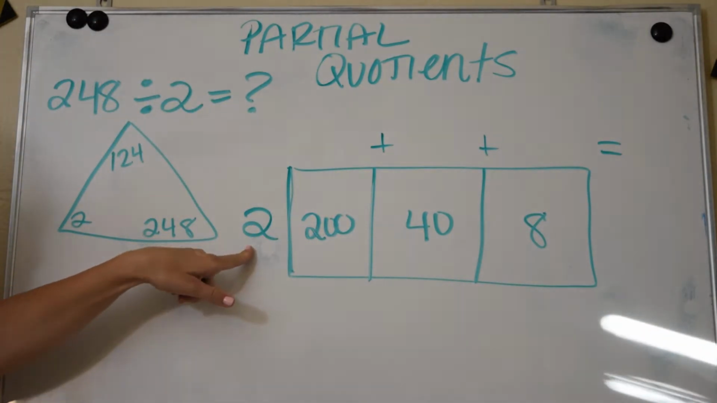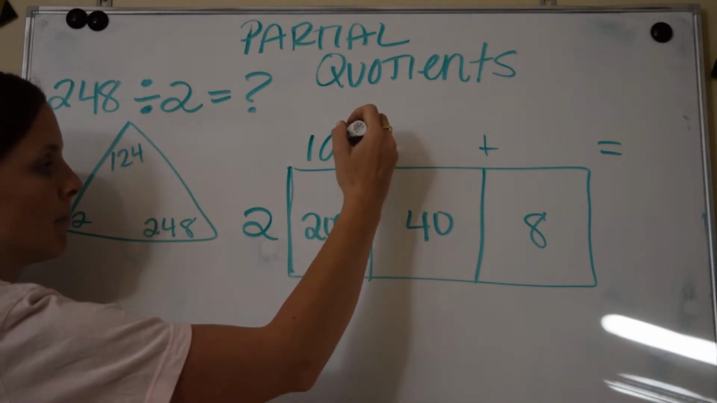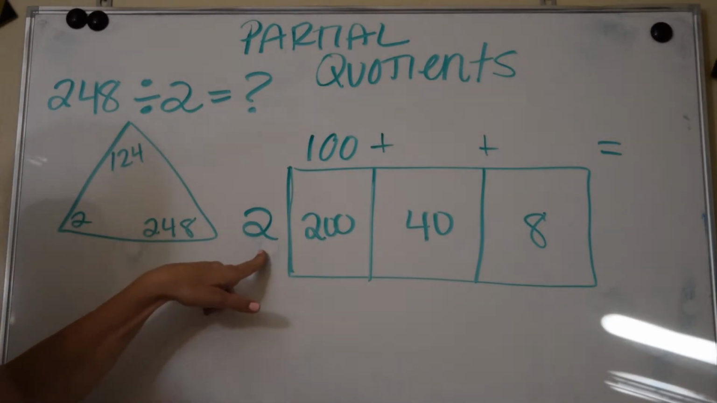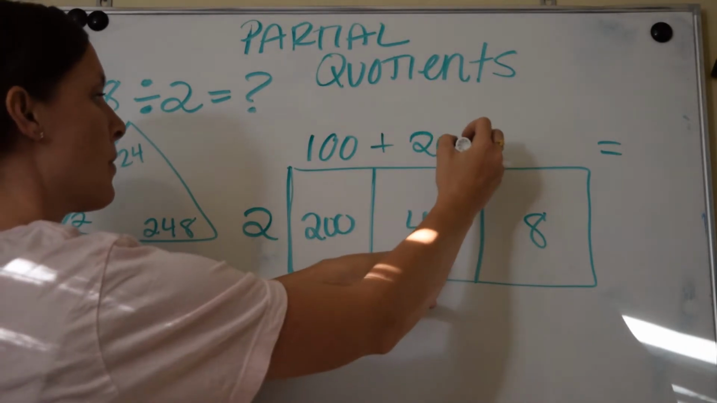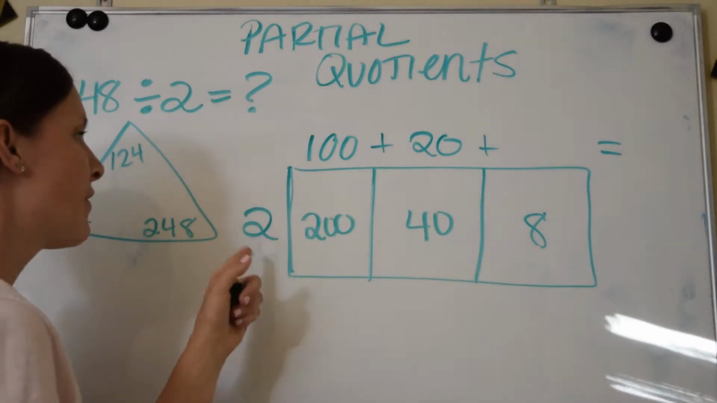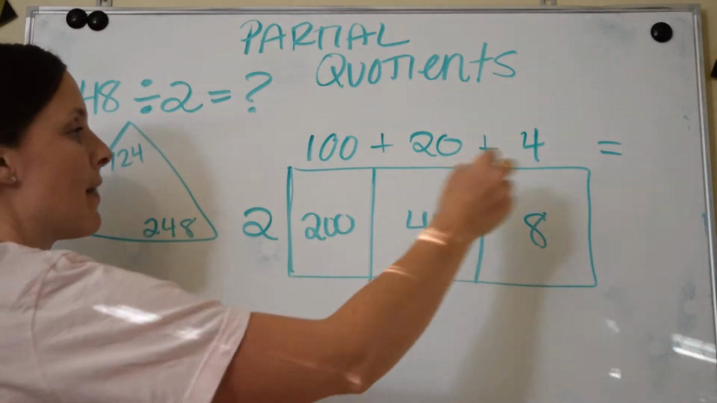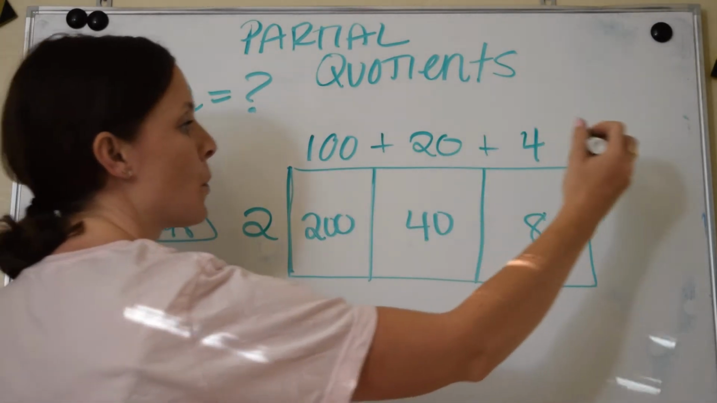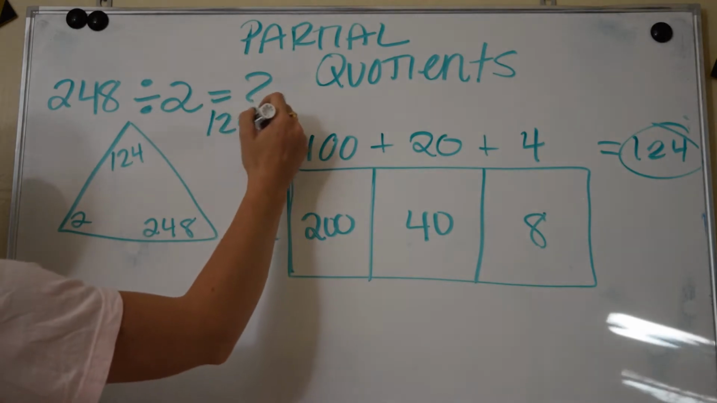200 divided by 2. Well, 2 divided by 2 is 1, and there are 2 zeros. 40 divided by 2. Well, 4 divided by 2 is 2, and there's 1 zero, so 20. And 8 divided by 2 is 4. Then go ahead and add your answers across, and that will be your final answer, 124. So 124 is our answer to this division problem.